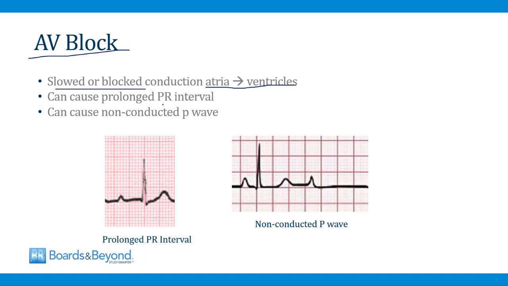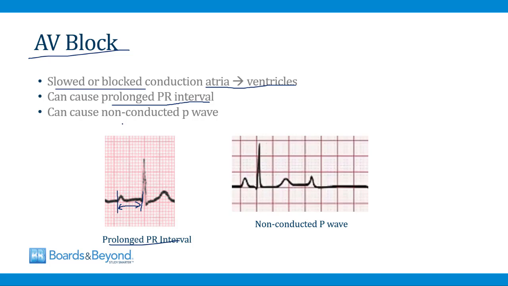The first thing that you may see in patients with AV block is a prolonged PR interval. If you look at the bottom left side of the screen here, the PR interval is from the beginning of the P wave to the beginning of the QRS interval. And a normal PR interval is about 200 milliseconds or so, which is one big box wide. This PR interval is about 400 milliseconds or two big boxes wide, and that is prolonged. And that's one of the things you can see on the ECG if there is an AV block present.